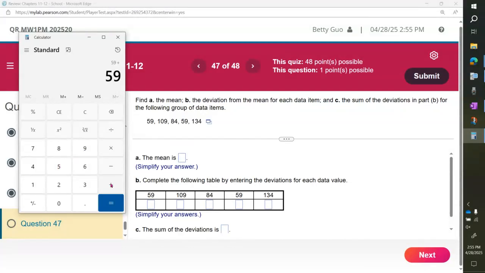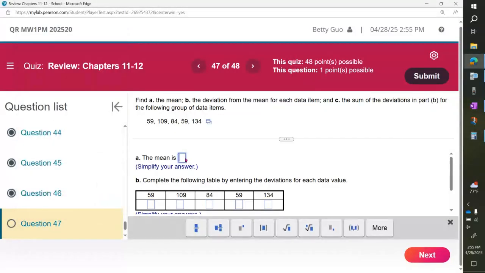59 plus 109 plus 84 plus 59 plus 134. Right? And then divide that by 5 because we have 5 values. The mean is 89. Mean is 89.